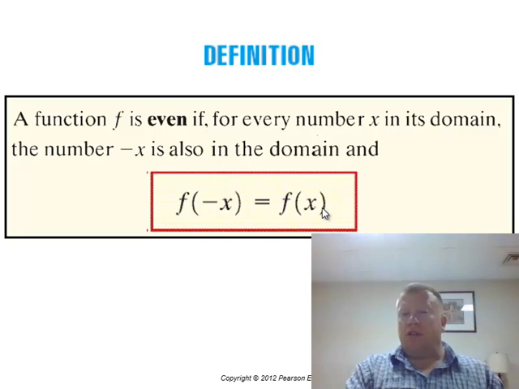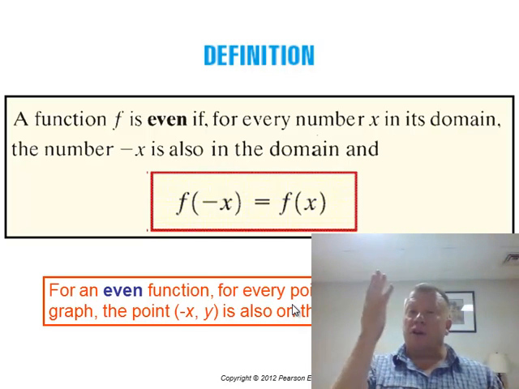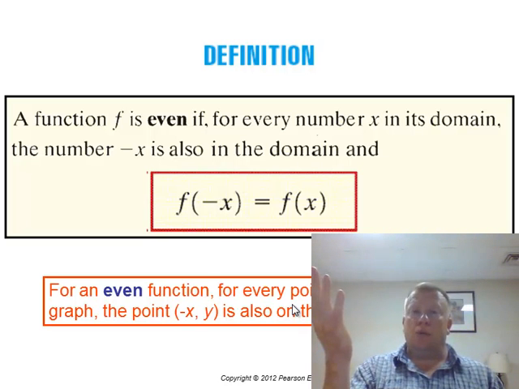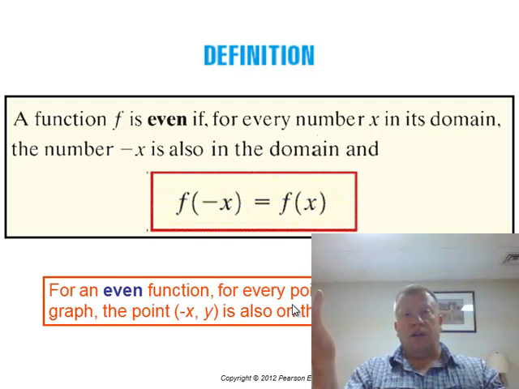And hey, folks, for those of you going on to calculus, this is very important, and besides, very handy as well. So for an even function, if you have the point with coordinates x comma y on the graph, then negative x comma y is also going to be on the graph as well. So if it's on one side of the y-axis, you'll have the mirror image on the other side.